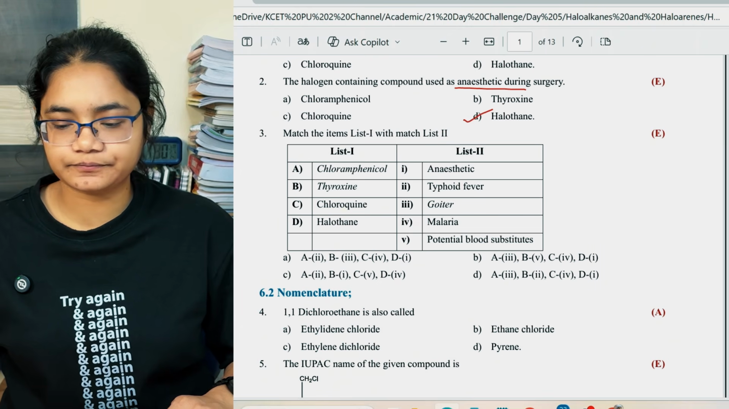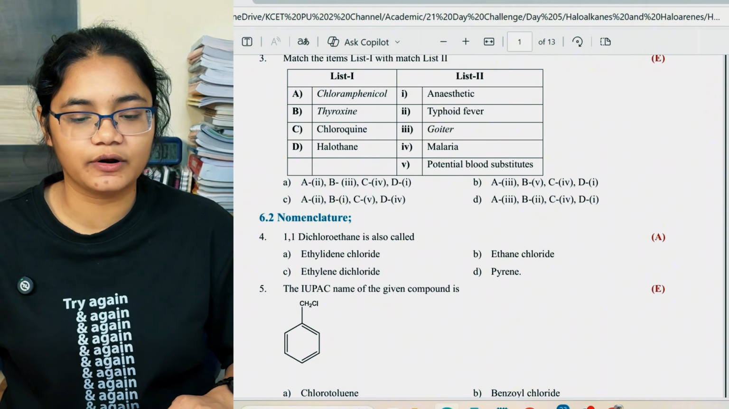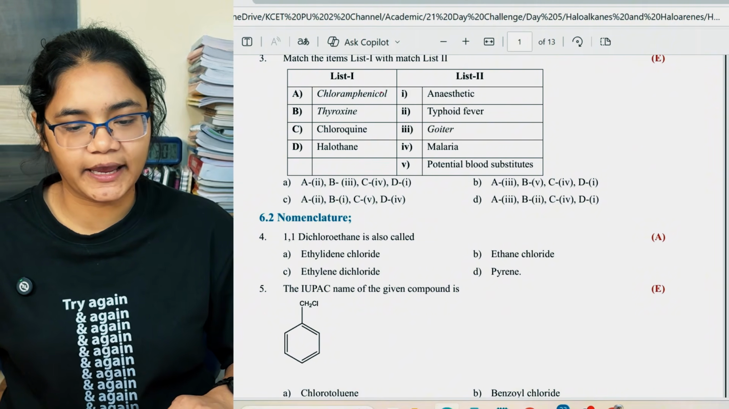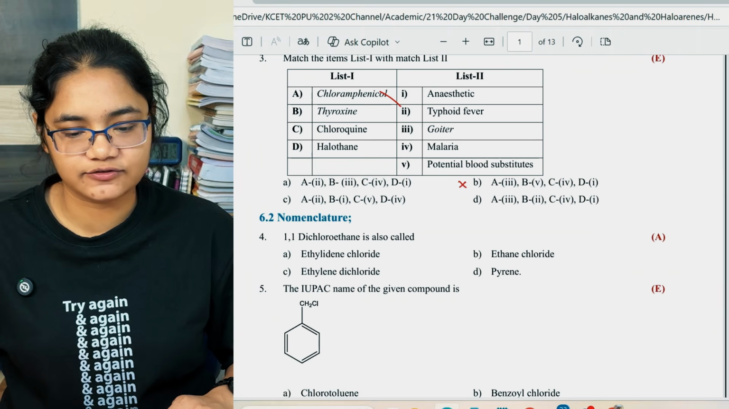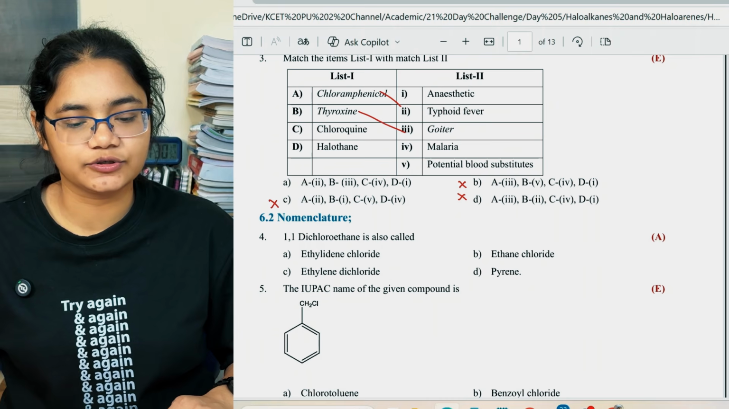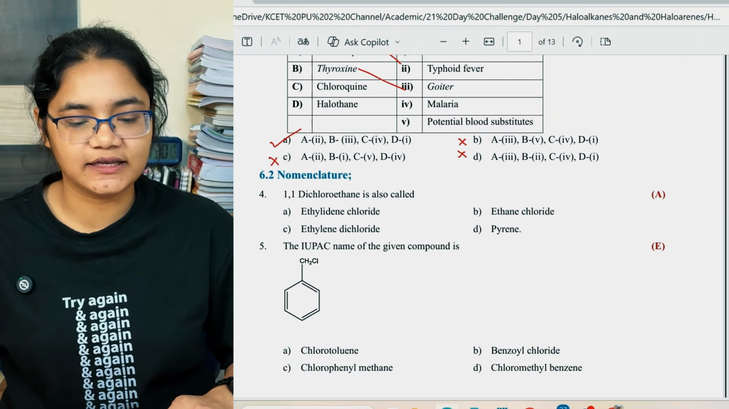Next is match the following. So chloramphenicol is, as we have just discussed, for typhoid. So A is 2. Okay, I can eliminate these two options. Next, thyroxine is for goiter. So B3, eliminate this option. So correct answer is option number C here.